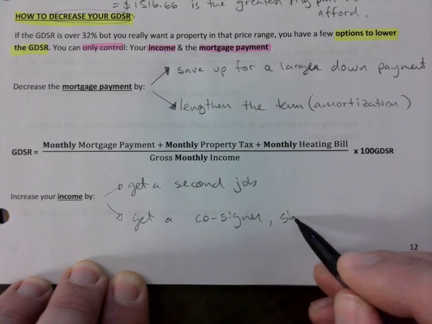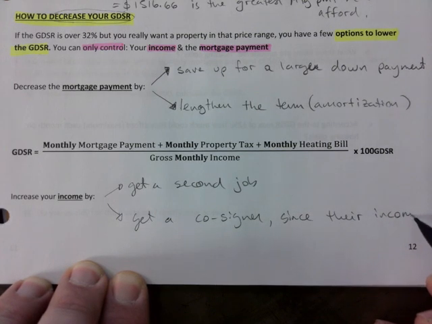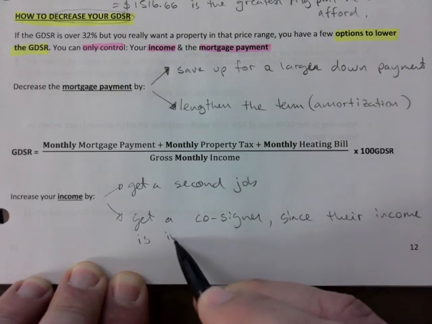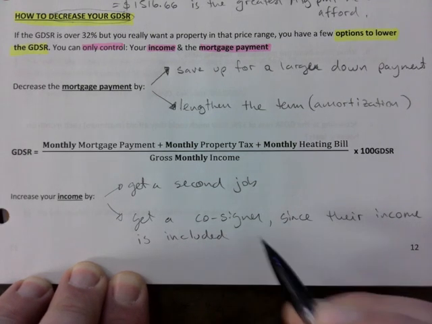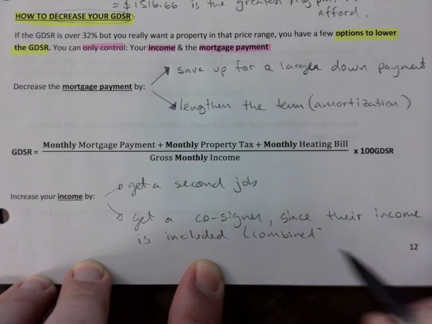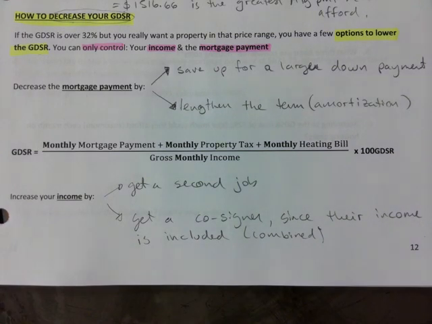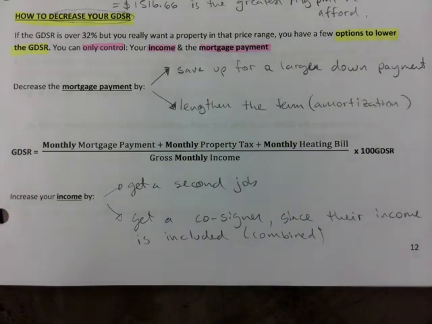since their income is included, it's combined. Yeah. So those are the things.